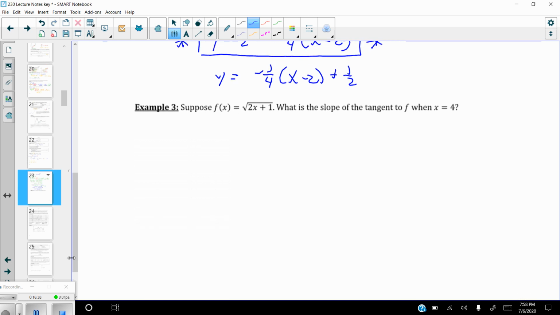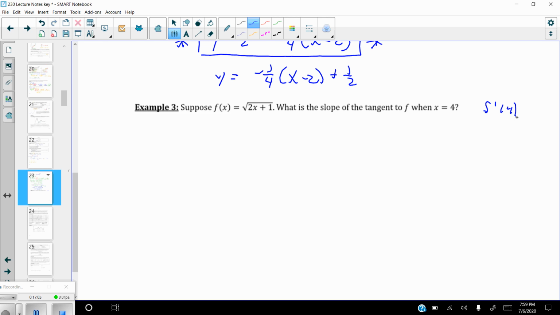Suppose f of x now is the square root of 2x plus 1. What's the slope of the tangent line to f when x equals 4? So we're trying to find the slope of the tangent line when x equals 4. What that really is saying is we want to find f prime of 4. Well, in order to find f prime of 4, we need to find f prime of x first, so that we can plug the 4 in.